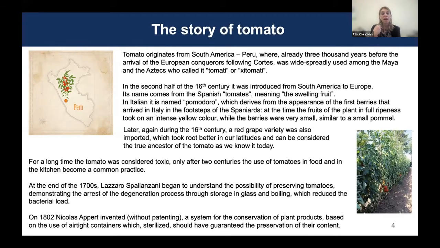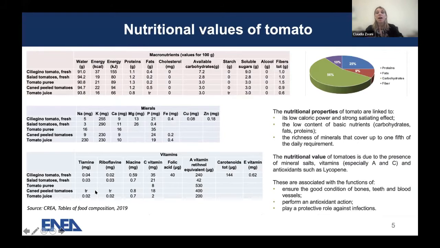Then in the 18th century, Nicolas Appert invented a system for the conservation that is named currently the appertization, indeed, and it is based on sterilization. So we started to use tomato for food purposes quite late, but of course it has very relevant properties for our health.